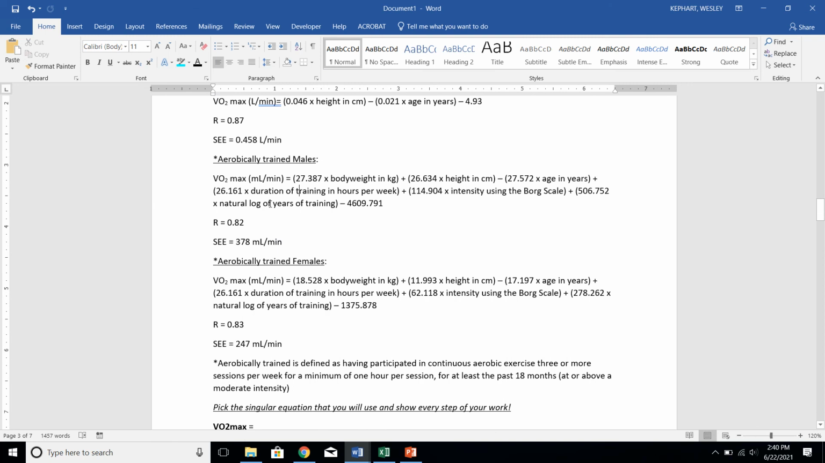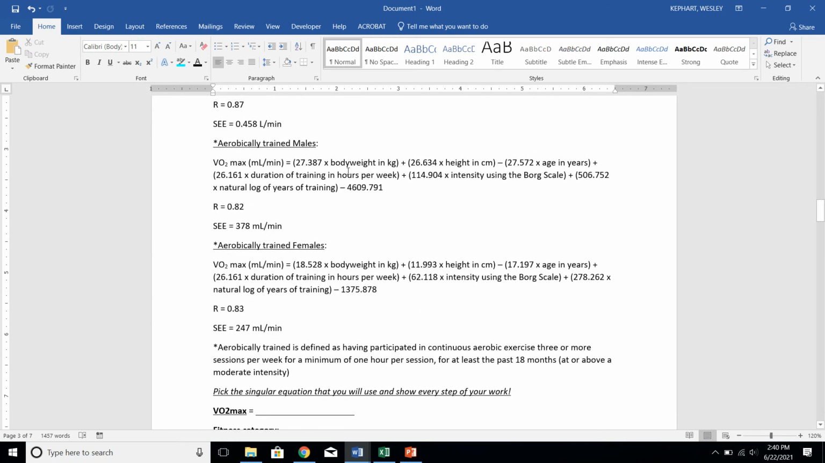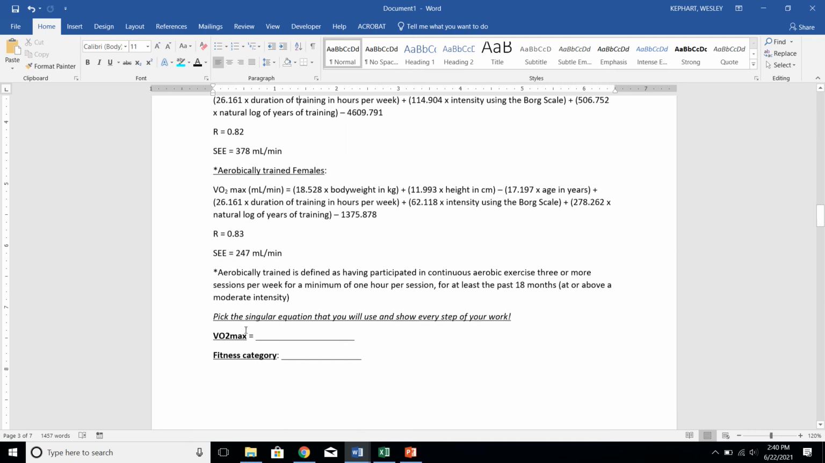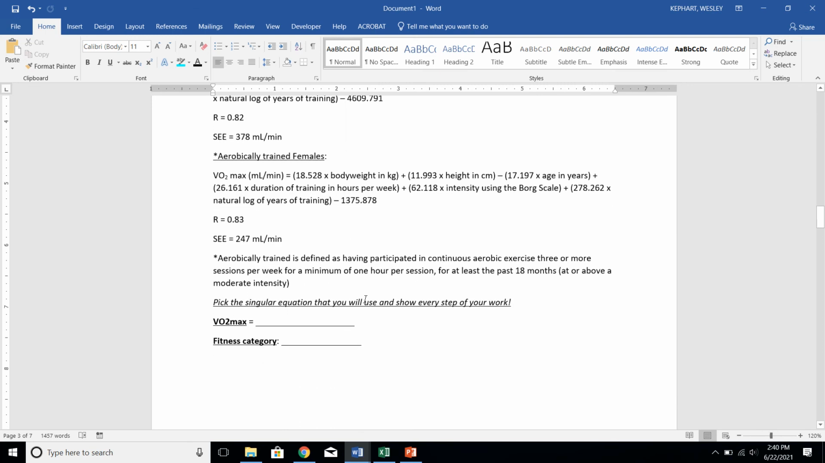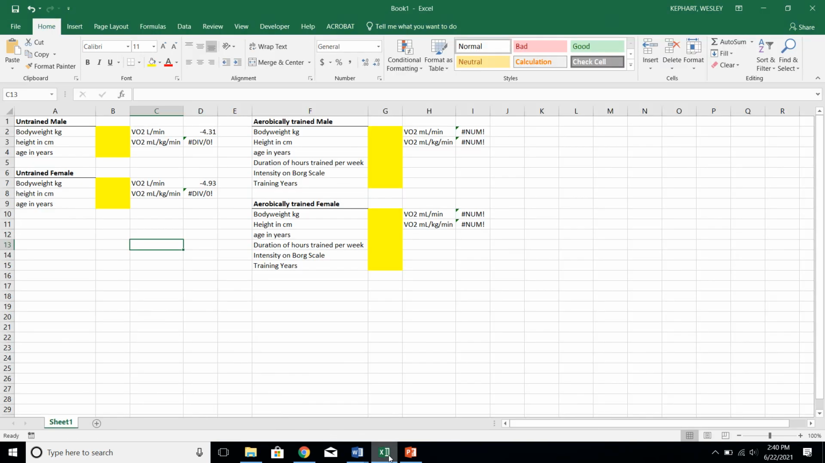And then lastly, the natural log of years of training. With that, you can honestly just Google it, like natural log of 8, say if you've trained for 8 years. You can certainly put that in, and it should really answer all of those things for you. Now, with this, I want you to really pick a singular equation for you and show every step of your work. And now I'm going to show you something that I did in Excel. If you don't want to use Excel for this, you certainly don't have to, but it would maybe help you out just a little bit.